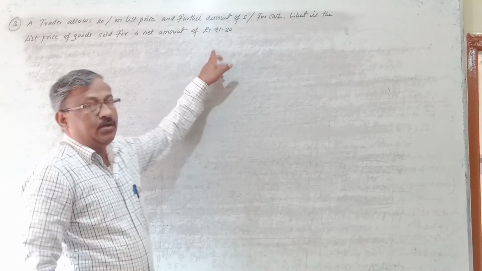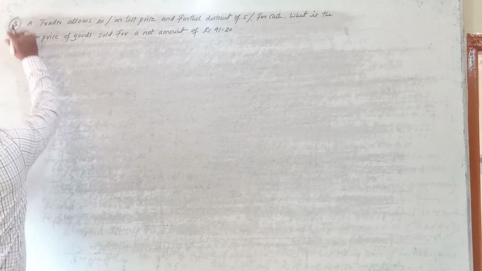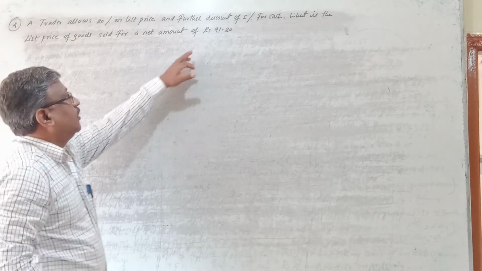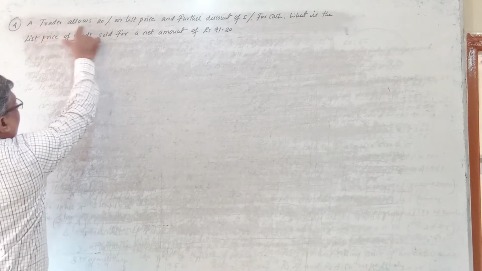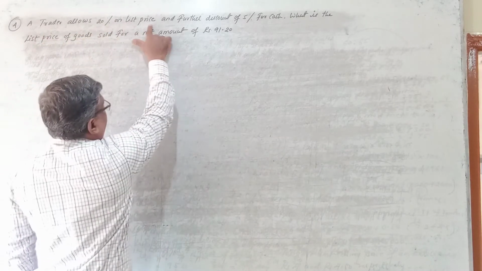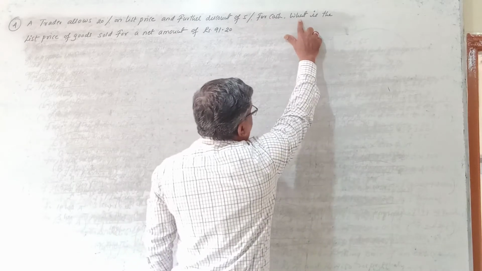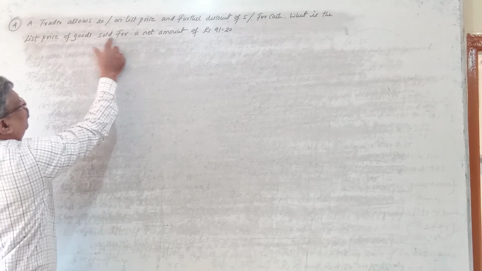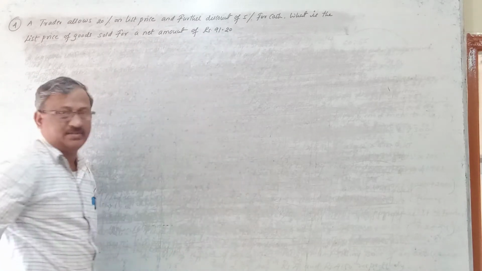So here is the next problem on discount. It is problem number 4. Same problem I have taken here, only the price and rate of discounts are different. A trader allows 20% on the list price and a further discount of 5% for cash. The question is, what is the list price of goods sold for a net amount of rupees 91 rupees 20 paisa?